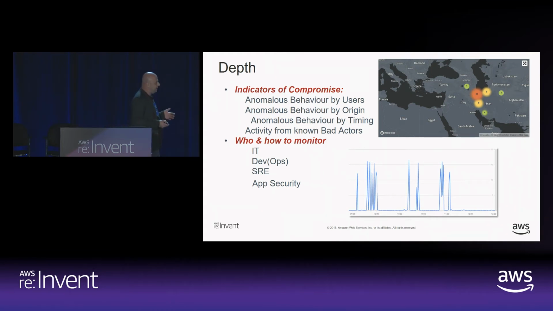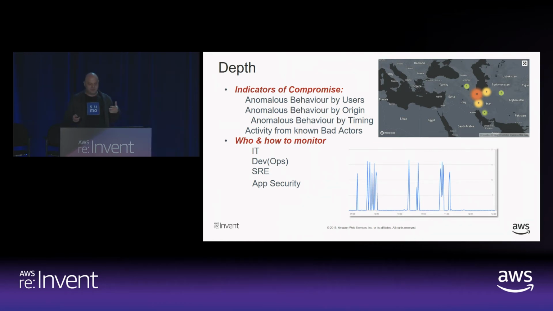This could be as simple as detecting activity on your AWS account from outside of the US. If you don't have any users outside of the US, that may be a concern or something worth looking into. Of course, if you are a global organization with a distributed workforce, this can become much more nuanced than that, but that's just a simple example. Same thing with timing.